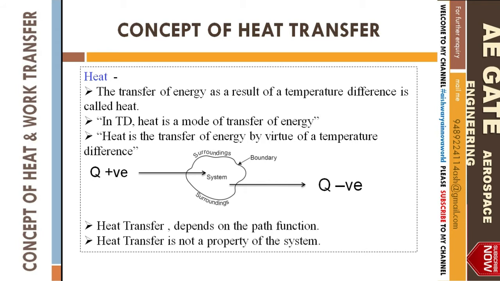So first you focus on this. When the heat is added, we give a positive. When heat is liberating or coming out from the system, it is negative. Also remember these last two points: heat transfer depends on a path function, and heat is not a property of a system.